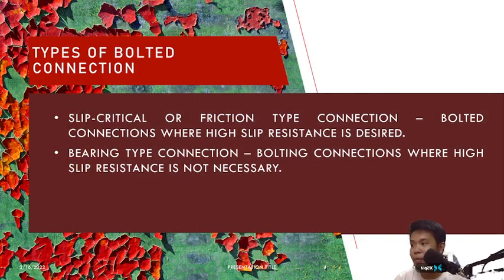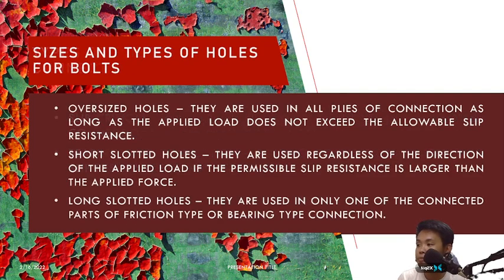So, ano naman yung mga types of bolted connection? First is the slip critical or friction type connection. These are bolted connections where high slip resistance is desired. Doon naman sa bearing type connection, the bolted connections where high slip resistance hindi naman siya necessary.